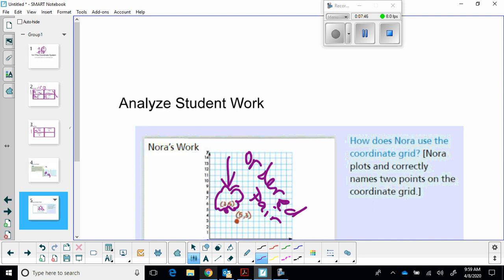Coordinate grids are a lot of fun, so I hope you enjoy this work and do really well. Please make sure that after you do your video, there are even online games you can play if you want more practice with a coordinate grid. Go to Google and type in more coordinate grid practice. There's a lot of fun games out there that you can play.